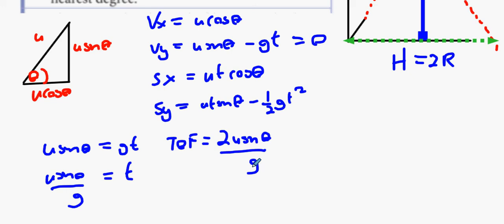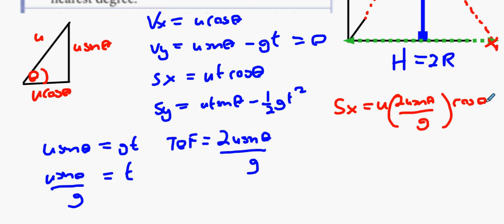Now, I have to find the range, and I have to find the greatest height. I'll start off with the range. Which formula should I use for range, lads? Range being the green line. Sx. What do I need to insert in there? The time of flight for the full journey, which is going to be 2u sine theta over g cos theta, and our answer is going to be 2u squared sine theta cos theta all over g. Right? That there is my range.